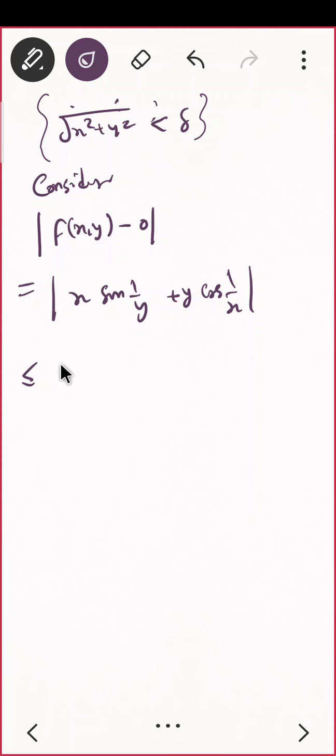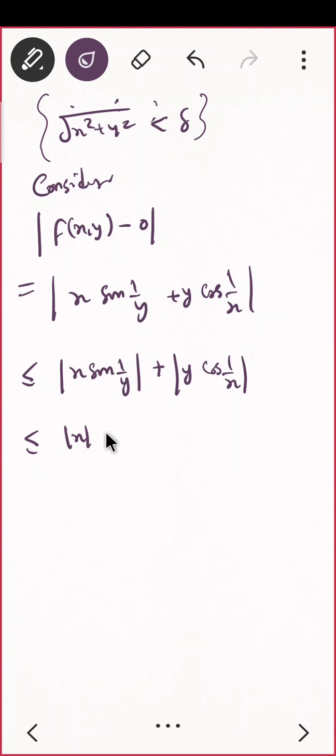This will be less than mod of x sine 1 upon y plus mod of y cos 1 upon x, correct? What next? This is again less than mod x into mod of sine 1 upon y, plus mod y into mod of cos 1 upon x. What next? Can somebody tell me what is the next step? What should I do now?